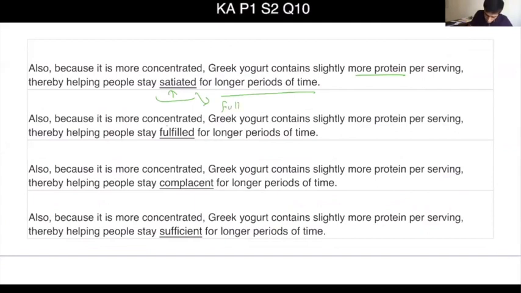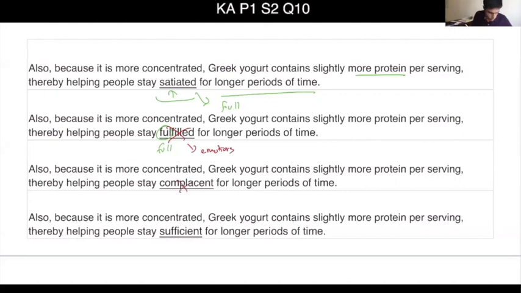Fulfilled is a trick question because it has the word full. But fulfilled is not food-wise. You can't be fulfilled by food. You are usually fulfilled emotionally. So this is a trick answer. Therefore, fulfilled is incorrect because this is for emotions.